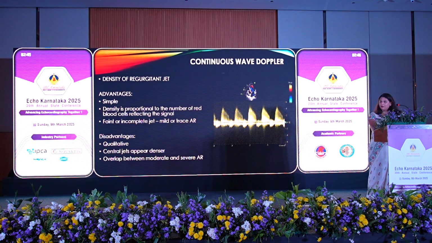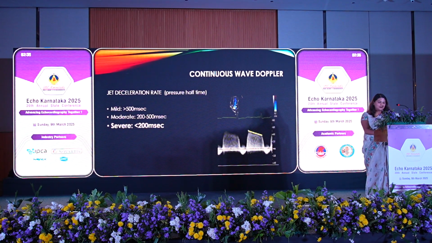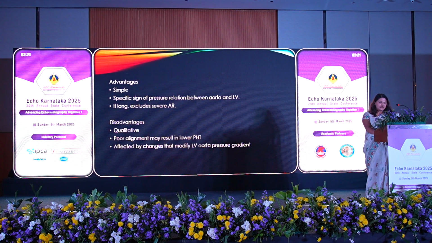Continuous wave Doppler to assess the density and to assess the jet deceleration time. Again, semi-quantitative tools to assess the severity of AR. When pressure half time is less than 200 milliseconds, it's a severe AR. Any pressure half time more than 500, it essentially rules out severe aortic regurgitation. Again, like I was telling, it's a qualitative tool, so not much of a significance.